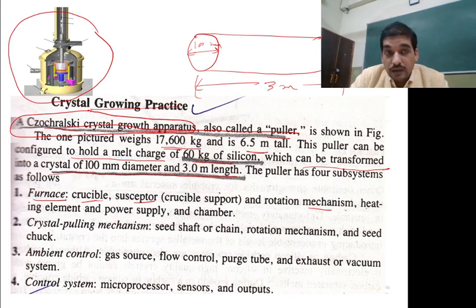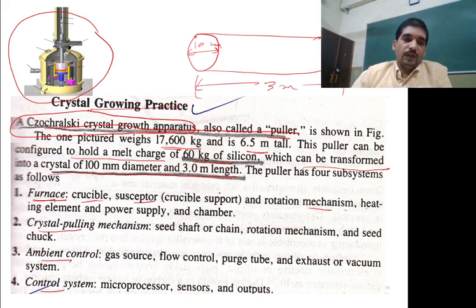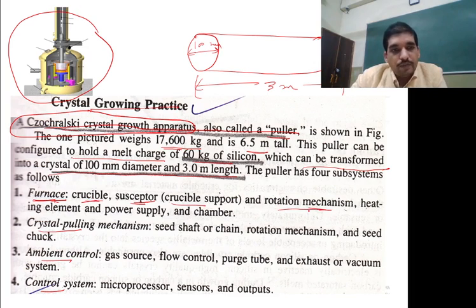Now, what are these things? What is the purpose of these things will be clear to you, as I already said. First we are seeing what the components are. So first, there are four major components: furnace, crystal pulling mechanism, ambient control, and control system. In the first, that is the furnace, basically we have the crucible and susceptor. Susceptor is for crucible support, and then the rotation mechanism, heating element and power supply, and the chamber, of course, right?